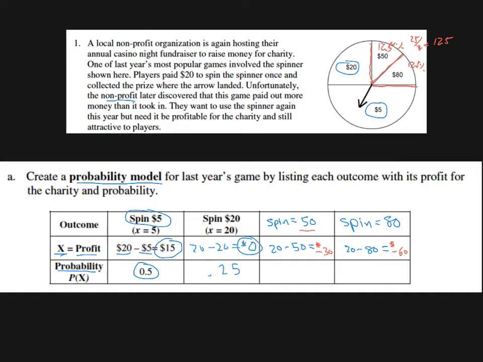So there's a 12.5% chance that they will lose $30, because if you pay 20, they take in 20, pay out 50, they lost 30. And over here, if they take in 20 and they pay out 80, they've lost 60, and that's a 12.5% chance. Now again, just taking a look at all of these probabilities, they're all between 0 and 1. And if you add up 25 and 25, you'll get 50 plus the 50. This all equals 1, so that's good. It looks like our probability model is in good shape.